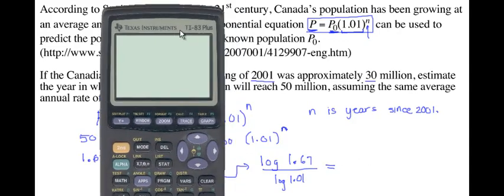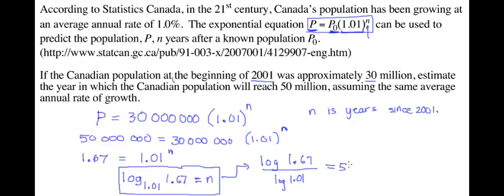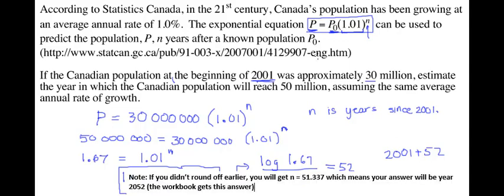And the machine tells us that's log 1.67 divided by log 1.01. Remember to close your parentheses. That's 51.53, or 52 years. Now, remember, that's 52 years after the year 2001. So 2001 plus another 52 years. In about 2053, according to this model, we should hit 50 million people.